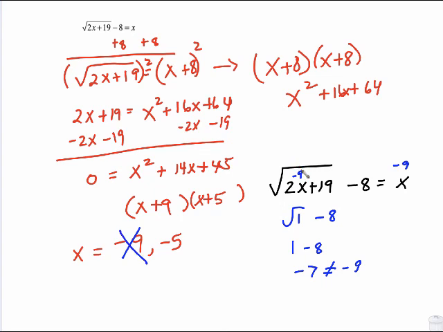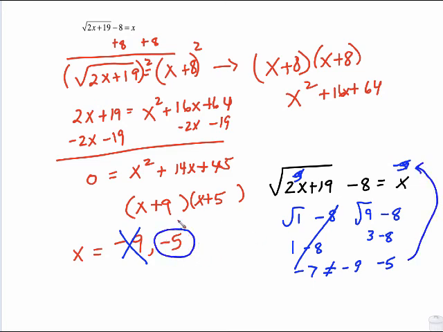Do the same thing with negative 5. So 2 times negative 5 is negative 10, plus 19 is 9. Square root of 9 is 3, minus 8, which equals negative 5, which equals that negative 5, so we do keep the negative 5.